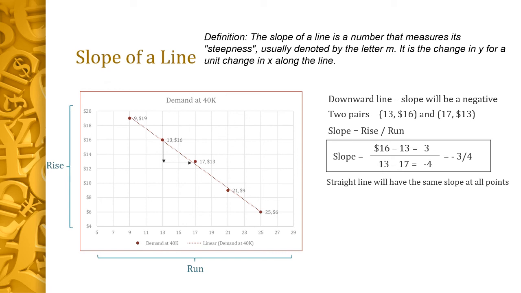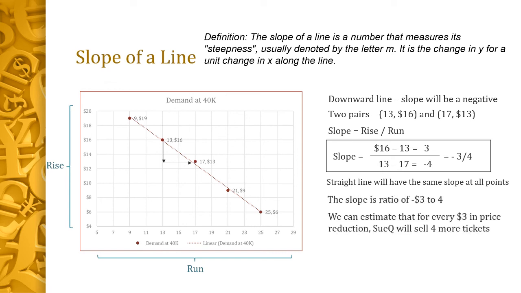Well, if it's a straight line, then all the points on the line are going to have the same slope. And so that's nice. We only need to use 2 sets of numbers then, and we understand all the differences and all of the numbers on the slope. So basically the slope is sort of a ratio. So it's a ratio of negative 3 to 4. So we can estimate for every $3 in price reduction, Susie will sell 4 more tickets. That's sort of what we understand when we look at this.